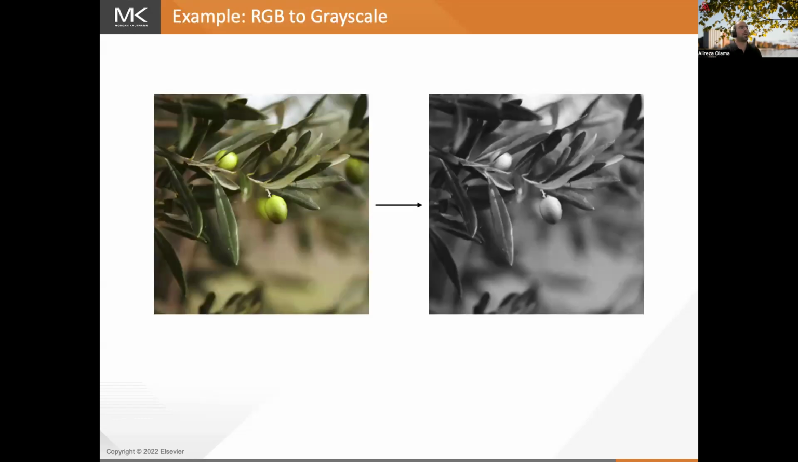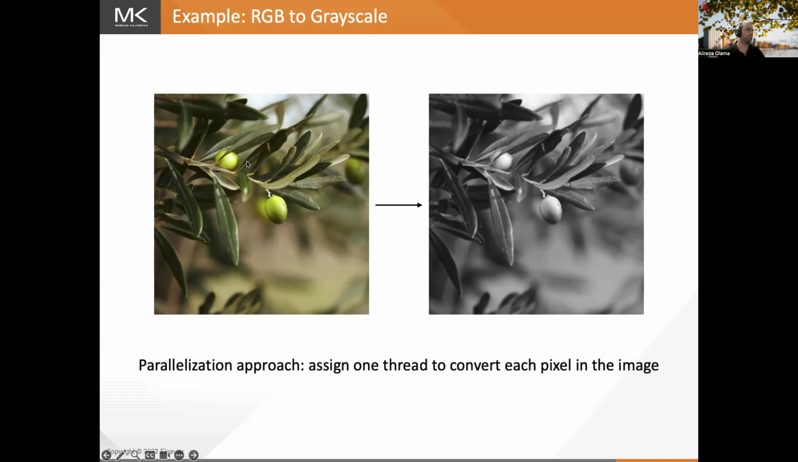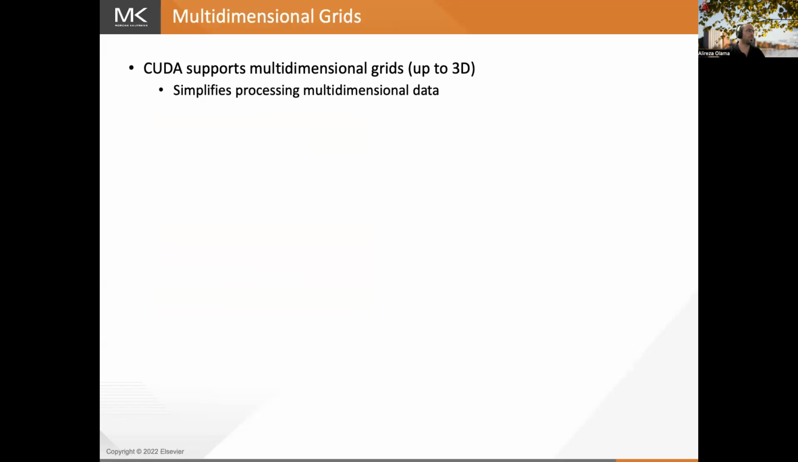Okay, so I try to explain working with multi-dimensional data with two examples. The first example is RGB to grayscale, where we want to transform a color image into a grayscale image, as we can see here in this slide. So for parallelization, what we do is to assign a thread to each pixel in the output image, and that thread is going to be responsible for transforming the RGB into the grayscale. So quite simple.